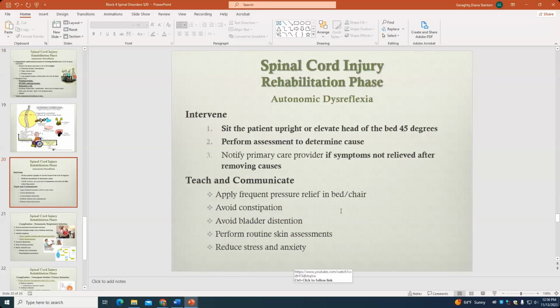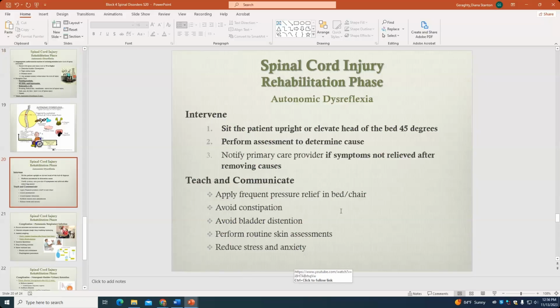How many patients do you see sitting in a bed or chair that we don't move? Lots. Oh, lots. That's very bad. They actually need to be moved more in the chair than in the bed. Now we can see why maybe our patients aren't doing that.